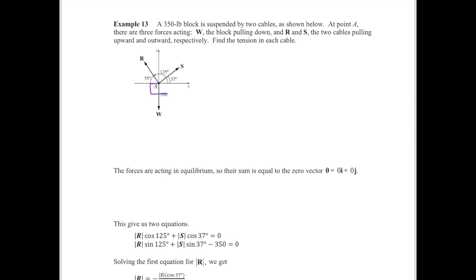So what's happening is we have this block here, and it's being suspended by these cables. In order for there to be balance, the vector sum must be the vector 0. So when I add all of the vectors together, it must be balanced and equal 0. We can express each vector in terms of its magnitude and the direction in which it's going.